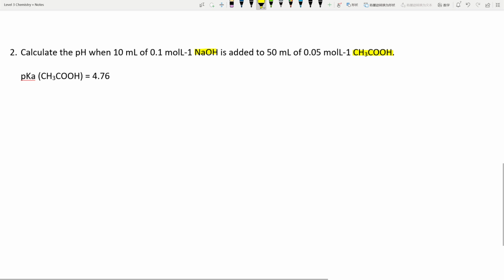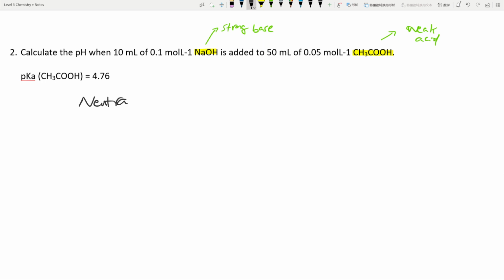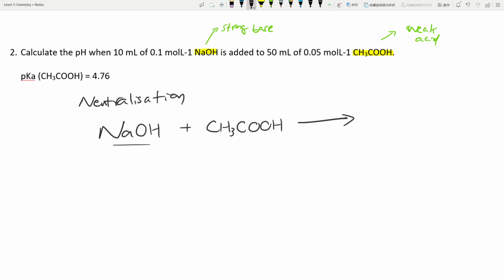So you should be able to identify that sodium hydroxide is a strong base, and the CH3COOH is a weak acid. When you mix these two things together, you are going to get a neutralization reaction. Now, they may provide you with the equation, but even if they don't, surely you can do a neutralization reaction. My year 10s can probably do this. If you add a base to an acid, they neutralize each other. You produce CH3COO minus, Na plus and water, and this is your neutralization reaction.